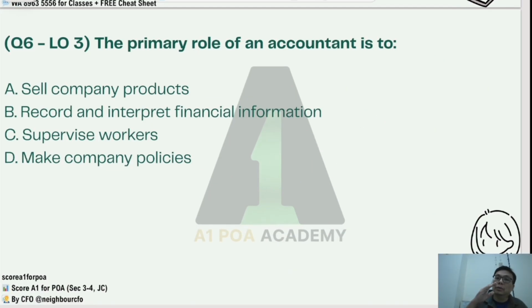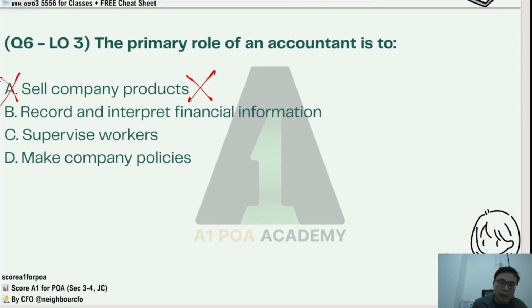Now we will go to the next question, question 6, LO3, and we will transit from LO2 to LO3. This question asks, the primary role of an accountant is to, A, sell company products. No, accountants don't do that. That belongs to the sales and marketing team, right? So A is totally out. B, record and interpret financial information seems to be the case, right? But let us confirm with C and D.